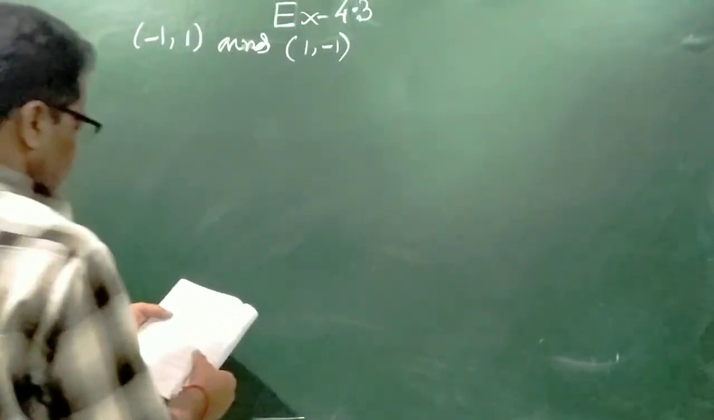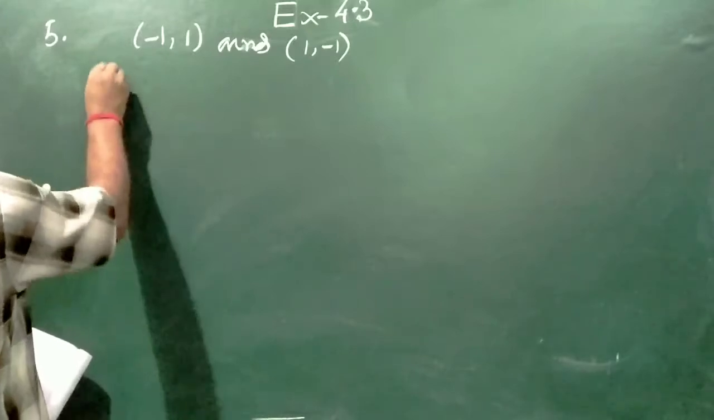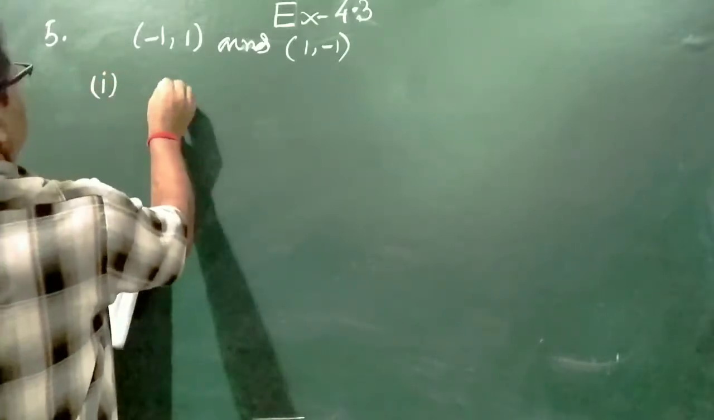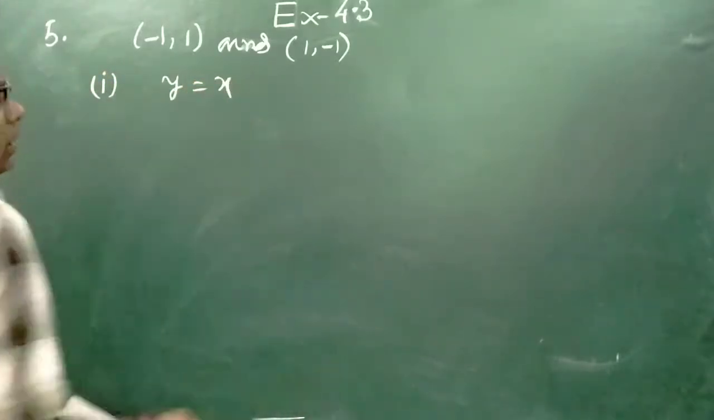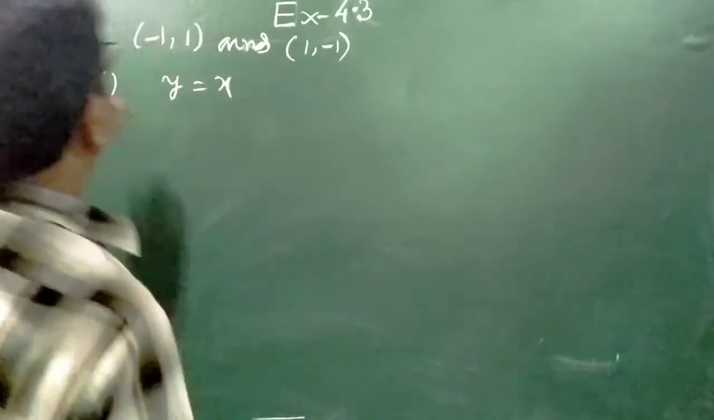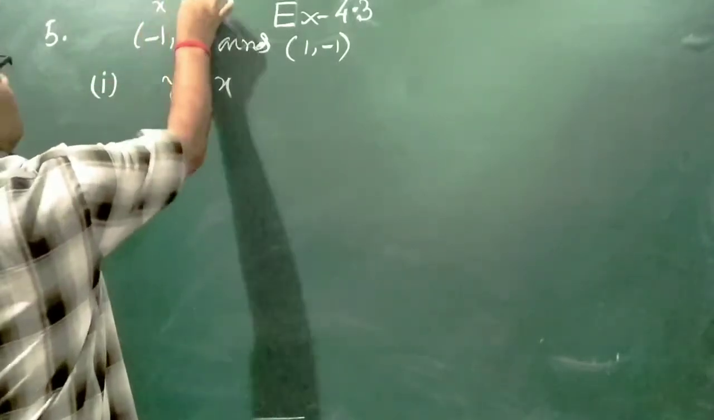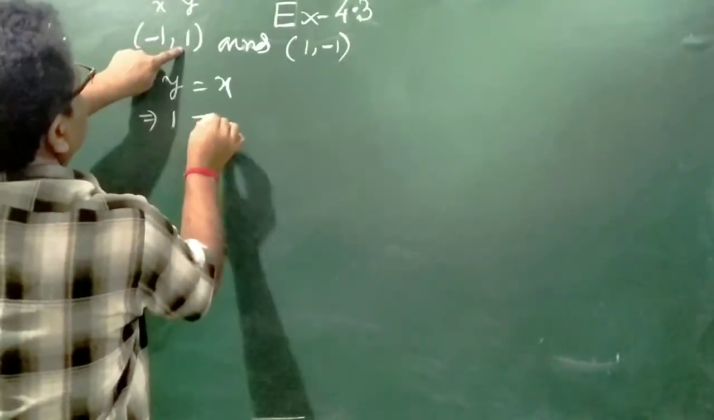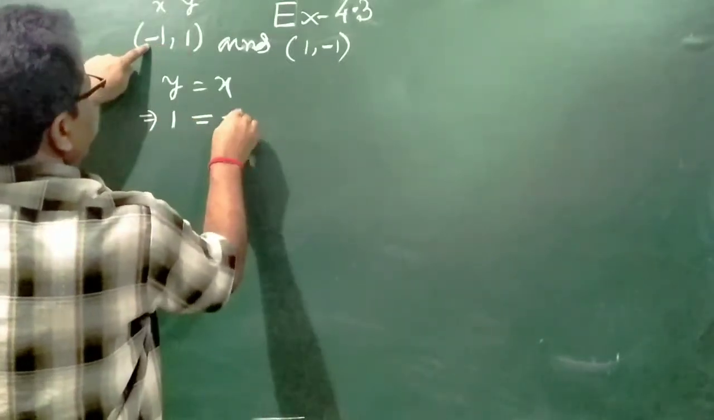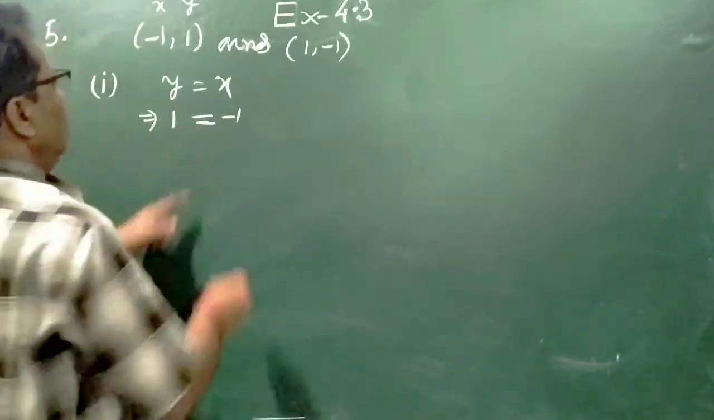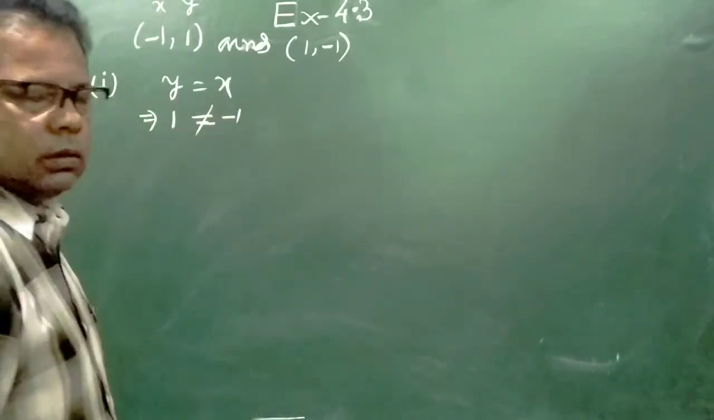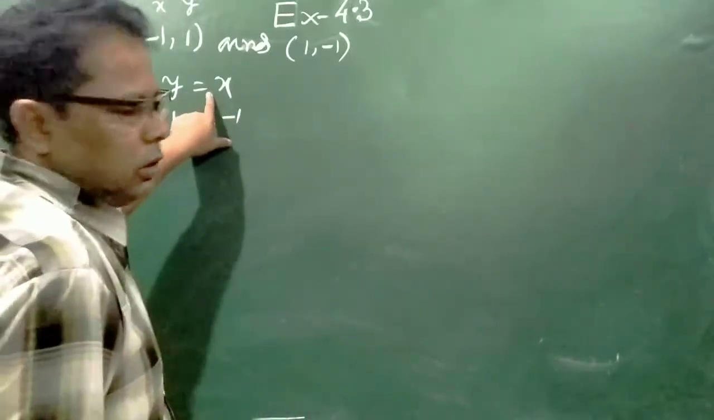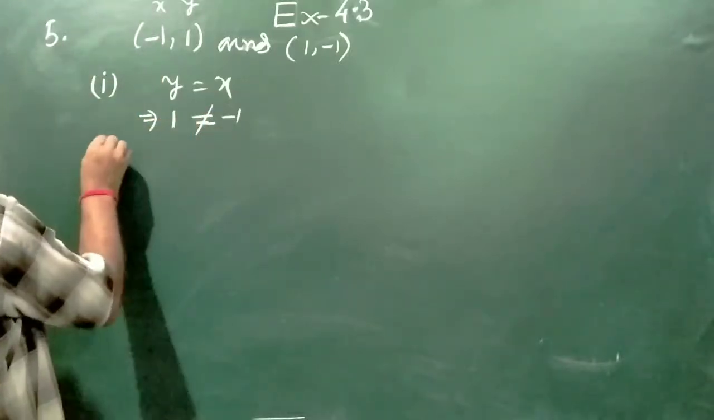So which one will be the equation? Let us take option number 1, that is y equal to x. So we are placing the values. This is the first value for x and the second value for y. Then the first value is 1, and the right side x is -1. So these two are not equal. So it is not the equation of the graph. So let's go to the second one.